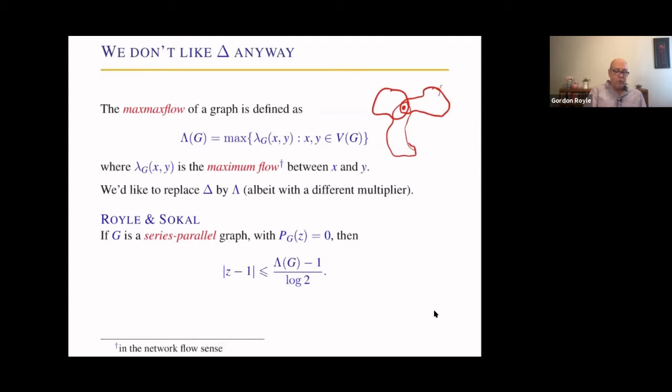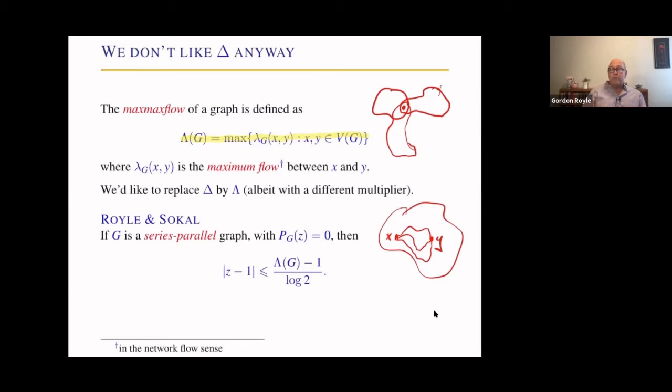So what Alan Sokal and I have looked at is this parameter, lambda, and it's the maximum over any two vertices X and Y in the graph of the following: pretend this is a network flow problem and calculate the maximum flow from X to Y, assuming all of the edges have unit capacity. In other words, it's just the number of edge-disjoint paths between X and Y. And what we believe is that this parameter, or a function of this parameter, bounds the location of the complex chromatic roots of a graph.